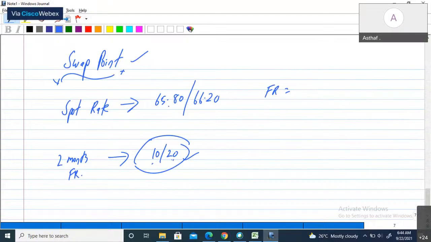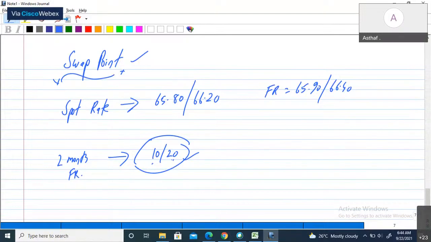With 10 and 20 and 65.8, since this is ascending order, we have to add. You have 65.80 and 10 here, so you have to add because it is ascending order. 65.90 will come. Here you have 66.2 and 20, so 66.4 will come.